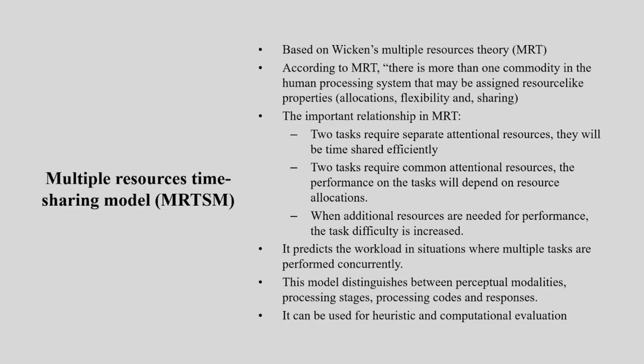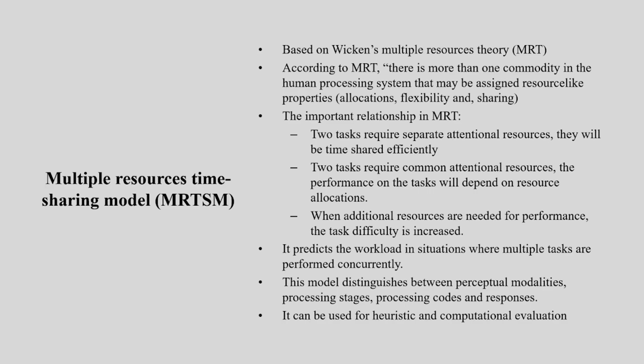According to this theory, there is more than one commodity in the human processing system that may be assigned resources, with properties like allocation, flexibility, sharing and so on. We need to understand how these are placed in a system. Once we understand, we can make the connections. The important relationships in this model are mainly in 3 directions.